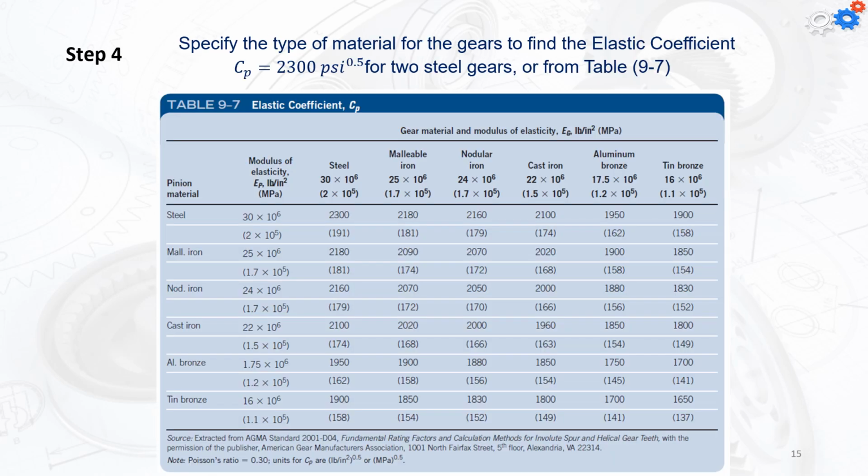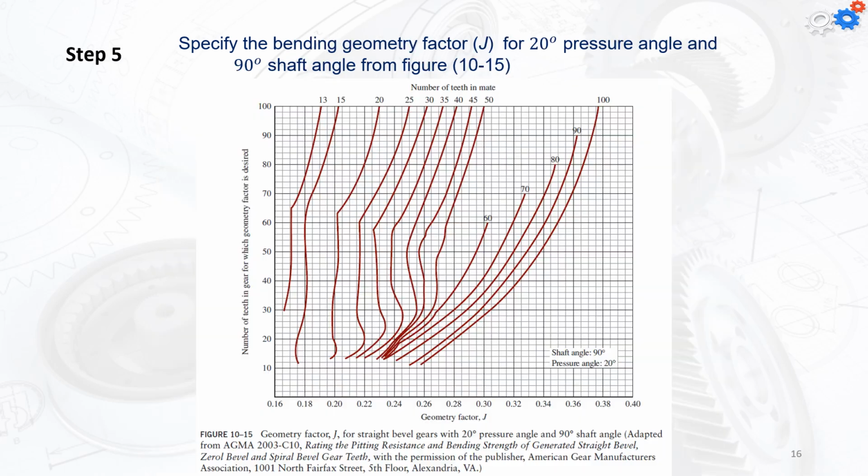In step number 4, we specify the type of material for the gears to find the elastic coefficient CP. For example, if we have two steel gears, we can simply check the steel, the first line, and intersect it with the third column. So we can find 2,300 psi. We need to take that under the square root. You can read the details about how to use this from the description below the table.